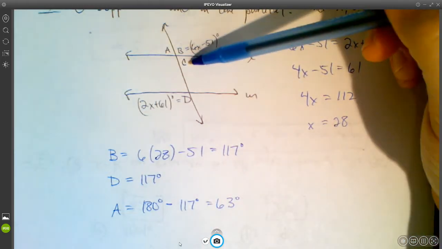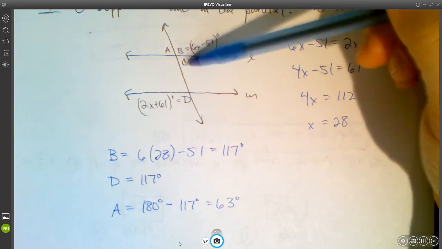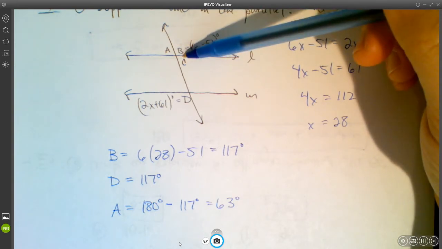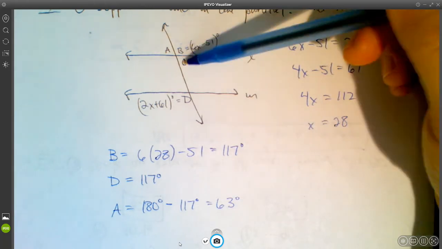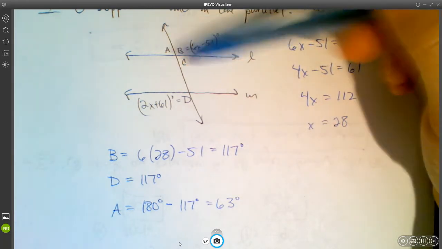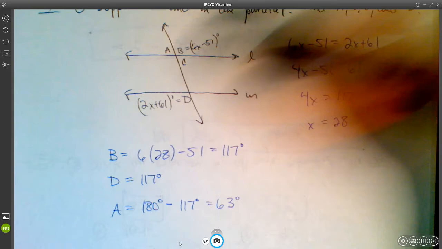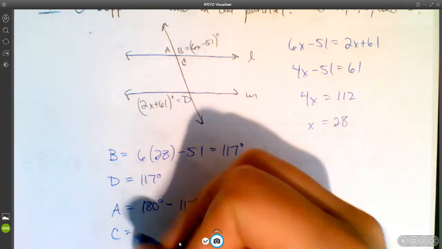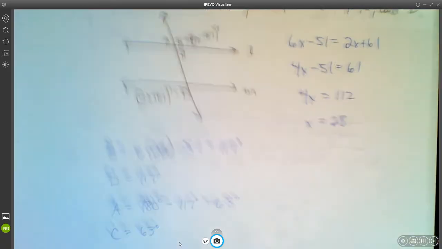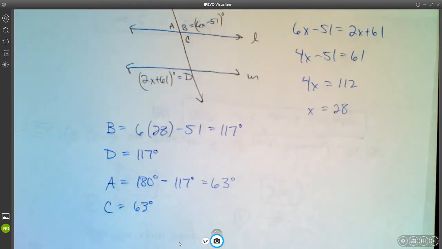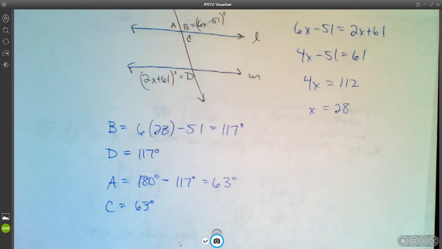Notice that angle C is also supplementary with angle B. So you could go through the same exercise and say, well, it's 180 minus 117. But you already did that with angle A. Angles A and C are opposite, so they're the same measure, right? So C must also be 63 degrees. So there you go, A, B, C, and D. Not in order, but we got them.